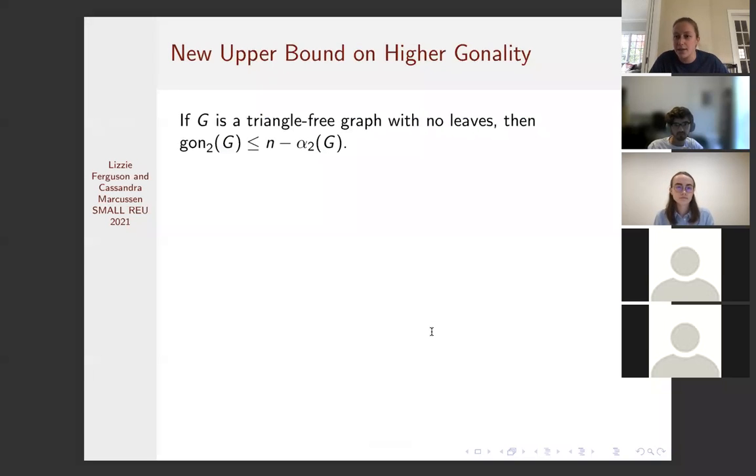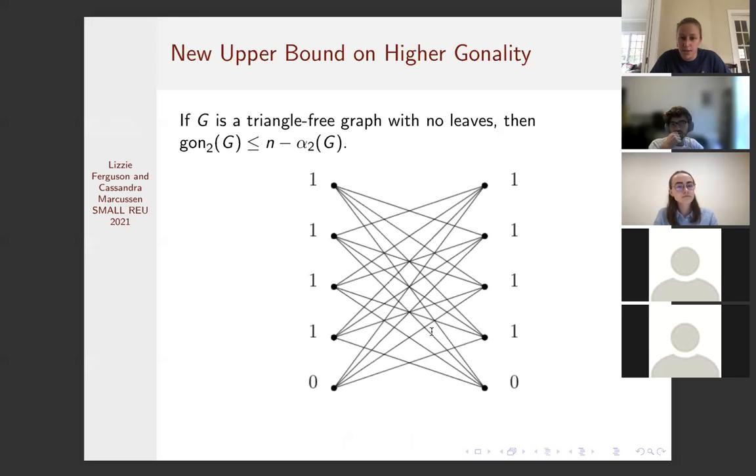And we can look at this theorem in terms of R equals 2 to gain some intuition for why it works. So for R equals 2, for second gonality, this theorem gives that for a triangle-free graph with no leaves, the gonality is bounded above by n minus the second independence number. And we can use the crown graph on 10 vertices to see this in action. So we can clearly see that the second independent set in this case is 2 vertices that are directly across from each other. So these 2 zeros right here.